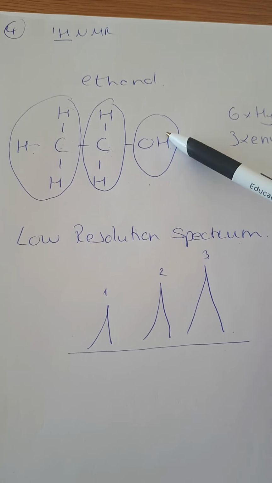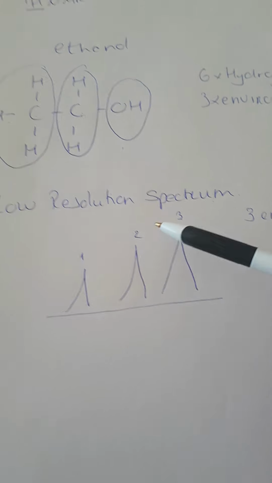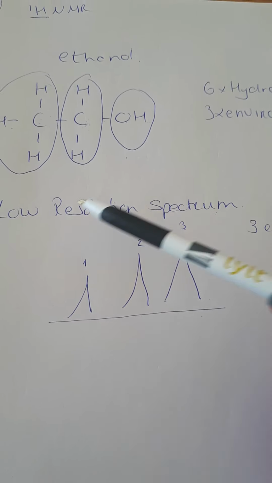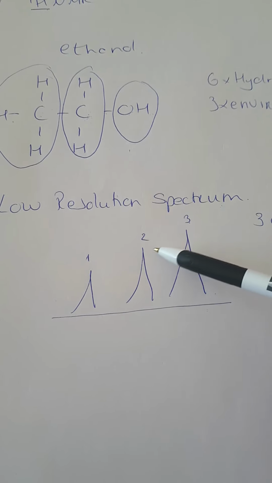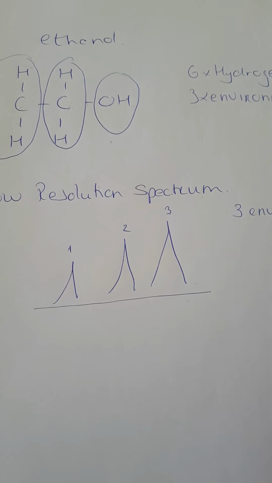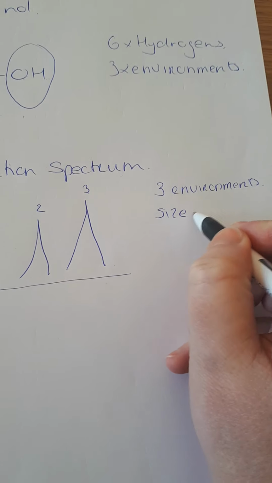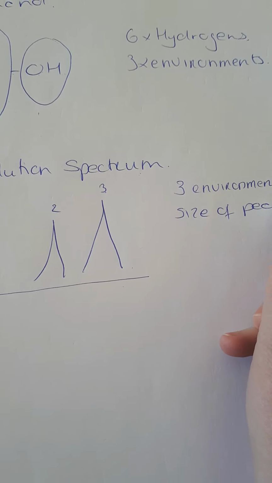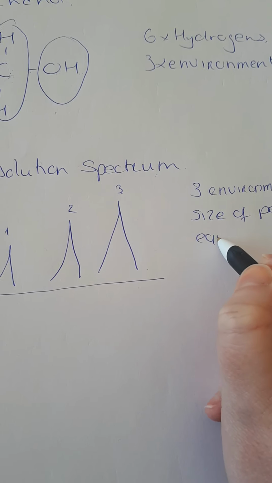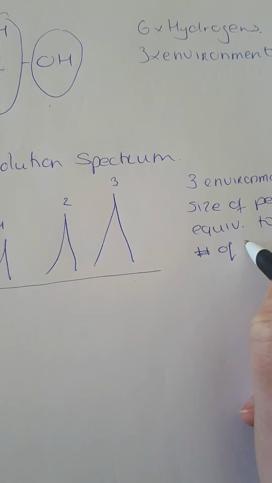So there's 3 environments in this ethanol molecule. Therefore, we're going to see 3 peaks on this spectrum. Now, it's a low resolution spectrum, so it's not telling us what they look like, it's just telling us how many environments: 1, 2, and 3. But it also tells us the size of the peaks is equivalent to the number of H atoms.